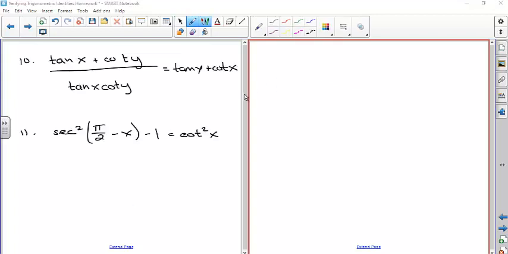Okay, so the last one from this group, we have secant squared of pi over 2 minus x. So that looks like one of those cofunction identities. So if you look again on page 354, you'll see that there's this identity, the secant of pi over 2 minus u equals the cosecant of u. So what we can do is we can replace the secant of pi over 2 minus x quantity squared, so that becomes the cosecant of u squared.